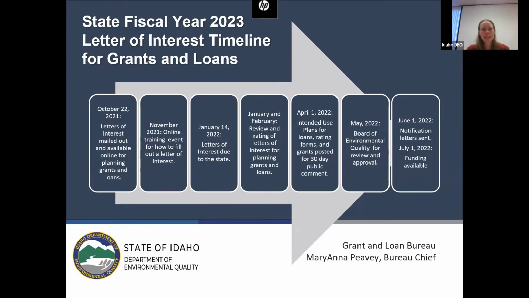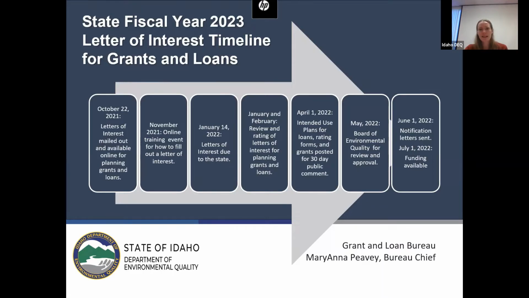The important date to keep in mind here is January 14th of 2022, and that is the due date for completed letter of interest forms to be submitted to the state. So from there, after January 14th and into February 2022, DEQ will review and rate all of the letters of interest that were submitted for the year for both the planning grants and the loans.